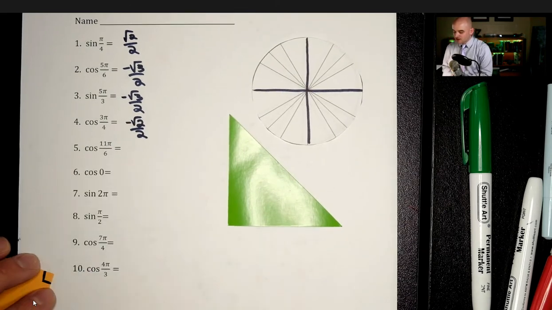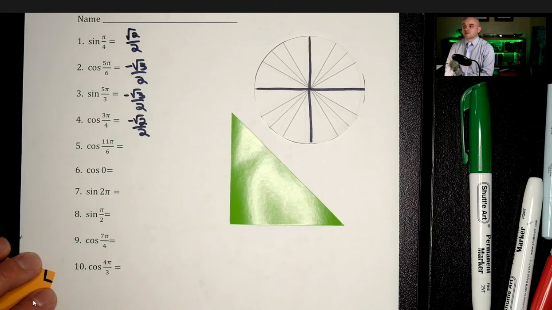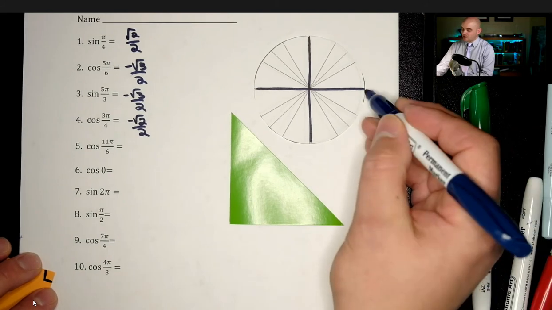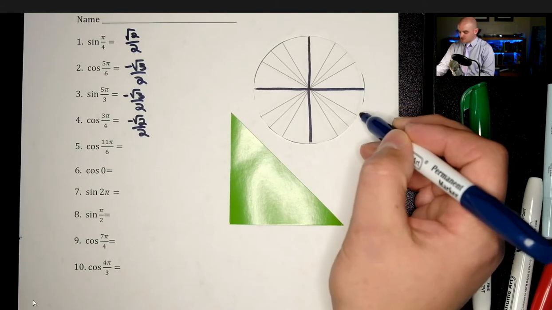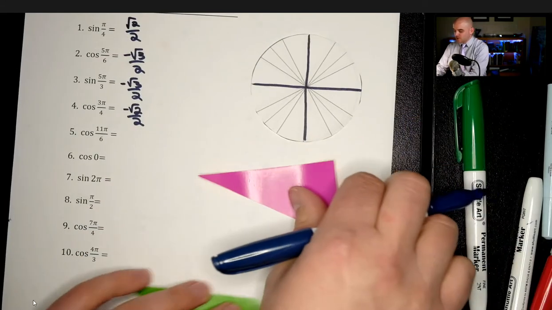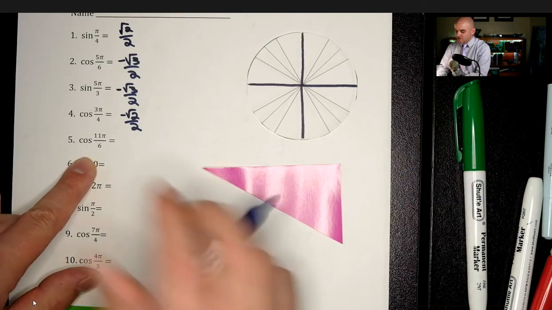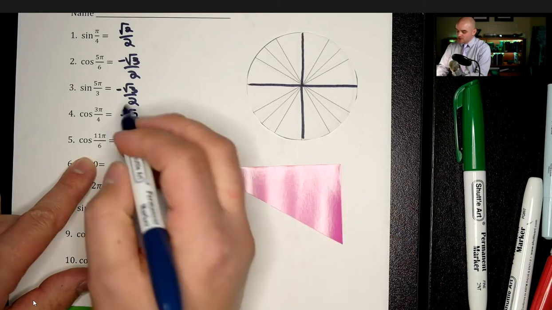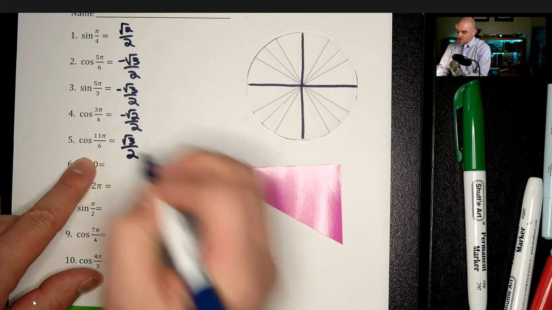The cosine of 11 pi over 6, we are 1 pi over 6 short of being at 12 pi over 6, which is 2 pi. So we're right here on the unit circle. Here's my triangle, oriented like this. We want the cosine value, which is the x value, so it is going to be root 3 over 2.